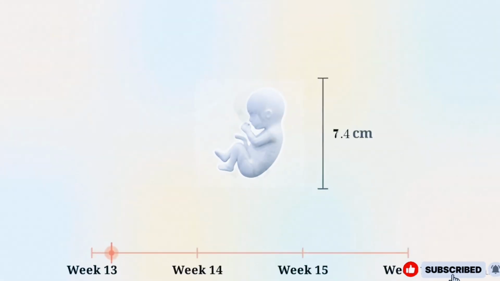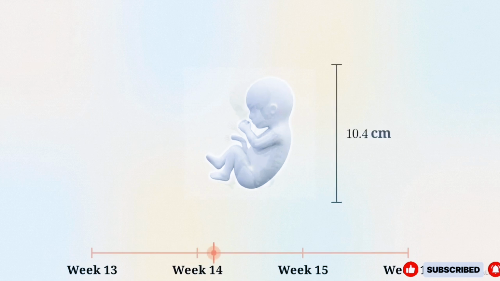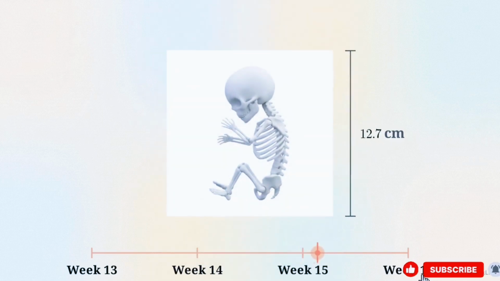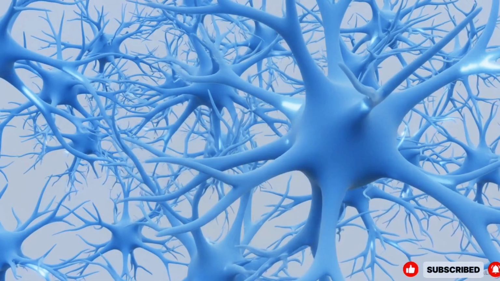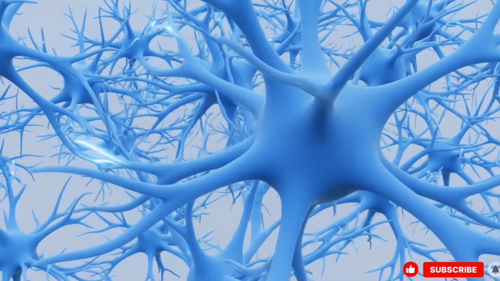Between weeks 13 and 16, the fetus experiences rapid physical growth. The skeleton begins to harden, the body reaches about 15 centimeters in length, and a fine layer of hair called lanugo covers the skin. The period from weeks 17 to 20 brings a sensory awakening.